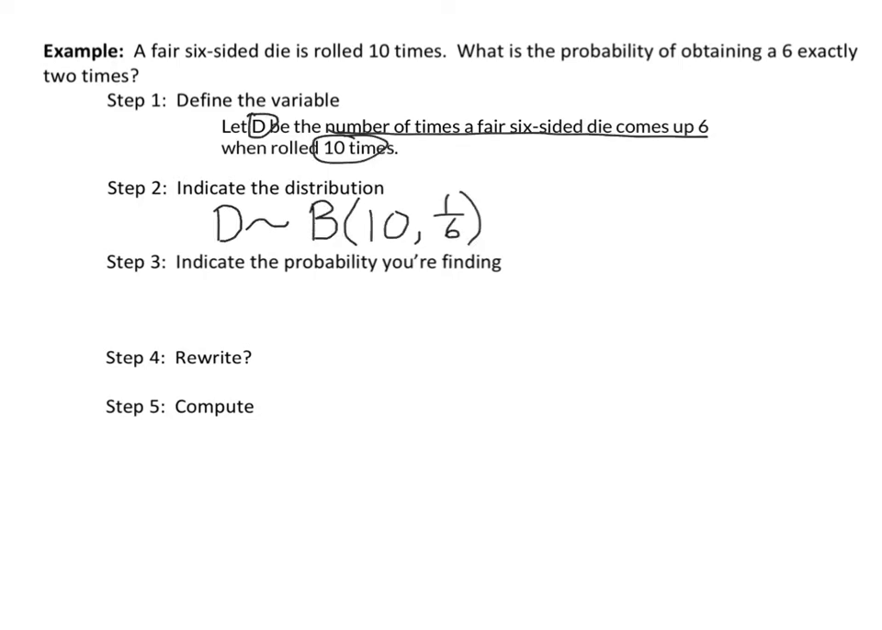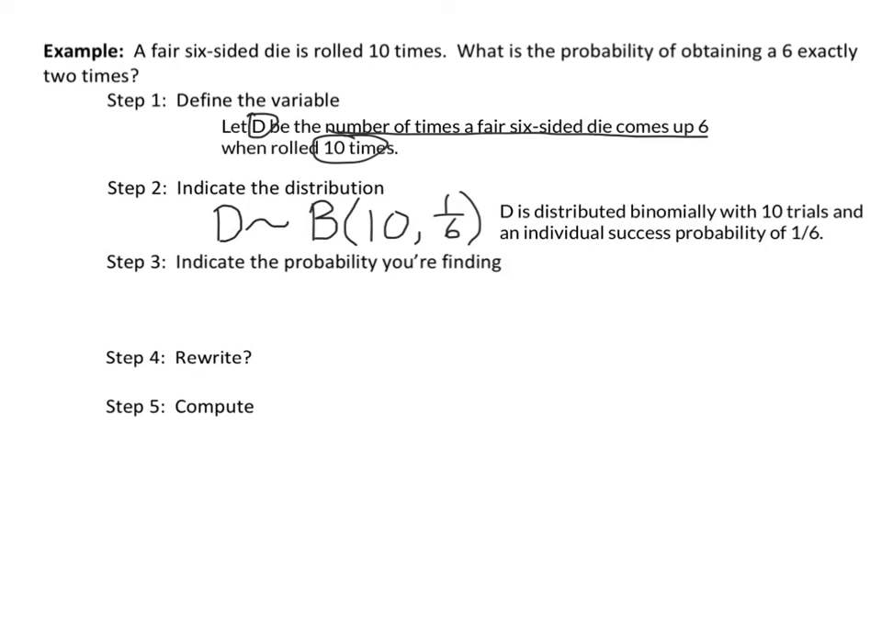Now I know that's a whole lot of new notation, so I'm going to slow down here for a moment and make sure that you got that. When you're saying that something is distributed binomially, you're going to say D, the variable you chose, is distributed binomially with 10 trials and an individual probability of success, 1/6. So I wrote out how we would read that, or what that means. So first we define the variable, then we indicate the distribution.